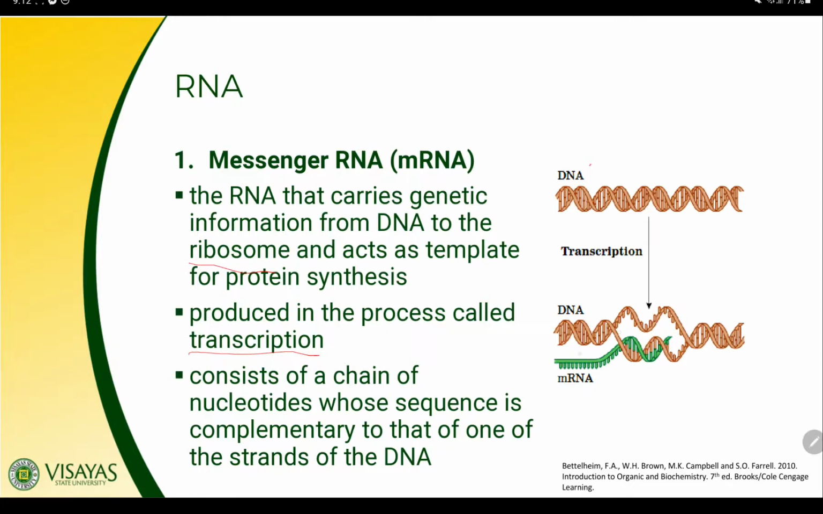So we have here now our mRNA. Again, this is produced in the process we call transcription. RNA consists of a chain of nucleotides, just like DNA. It has a chain of nucleotides whose sequence is complementary to one of the strands of the DNA. So for example, this is the strand of the DNA. The bases in the RNA strand are complementary to those of the DNA.